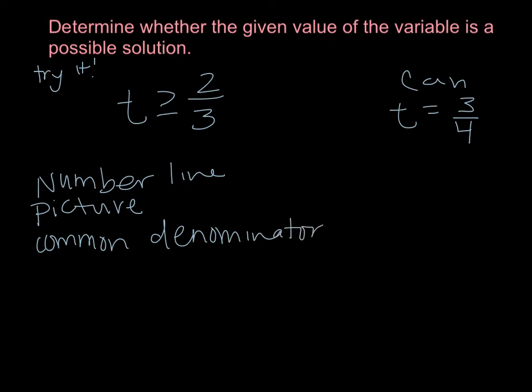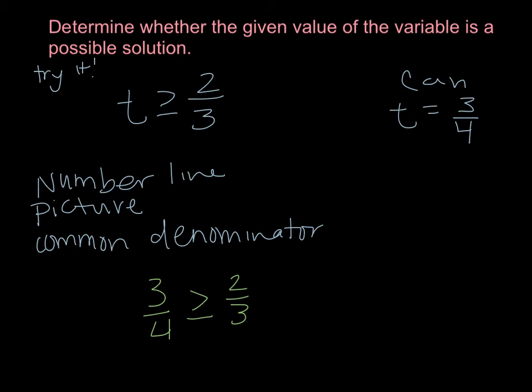So I'm going to switch colors here. Looking at 2/3 and 3/4, 3/4 is greater than or equal to 2/3. If I switch these to a common denominator and an equivalent fraction, then I'll be able to quickly see by looking at the numerators which one's bigger. So 3/4 and 2/3, my least common multiple for 4 and 3 is in fact 12.